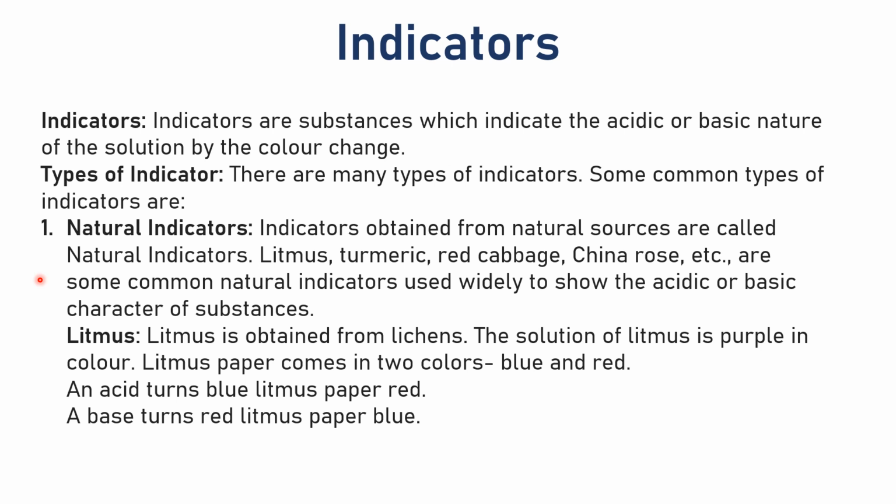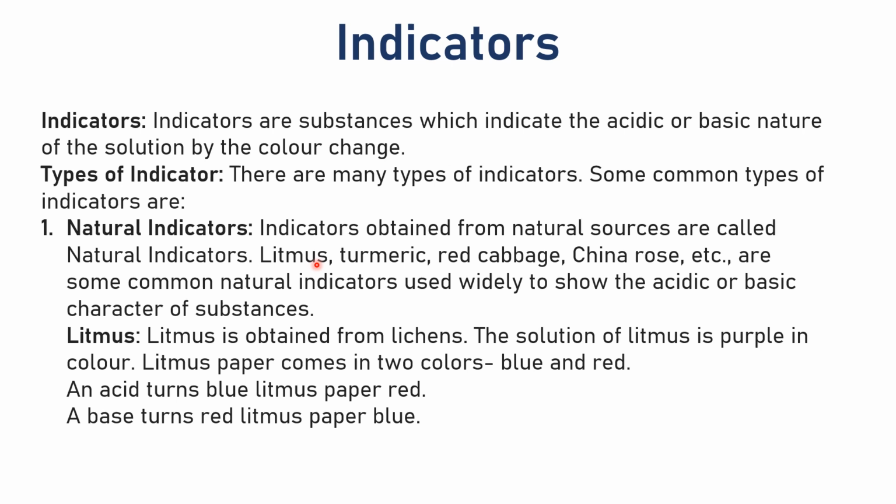Now there are basically two types of indicators. Indicators which we get from nature, natural substances, are natural indicators. We also call these indicators acid base indicators. If you get the word acid base indicators, don't get confused. It is one and the same thing, because you identify whether the solution which is given to you is acidic or basic in nature. So we use the word acid base indicator instead of indicator. Both are same.